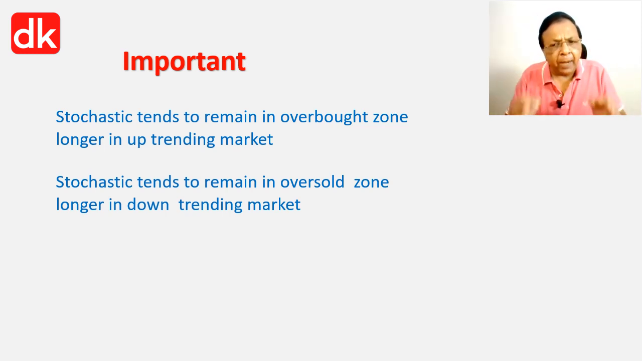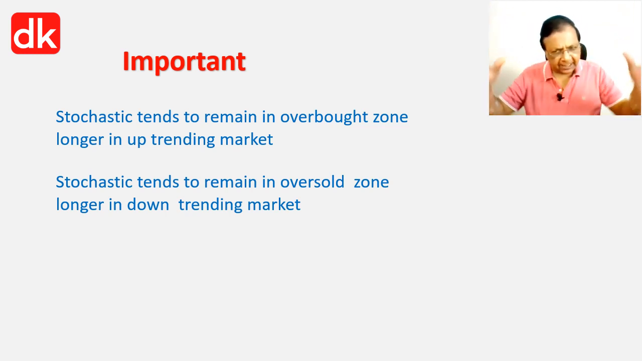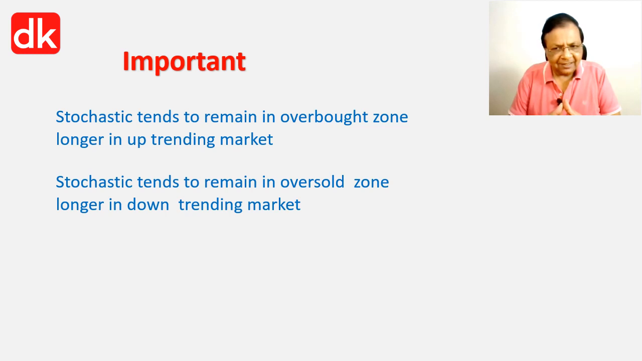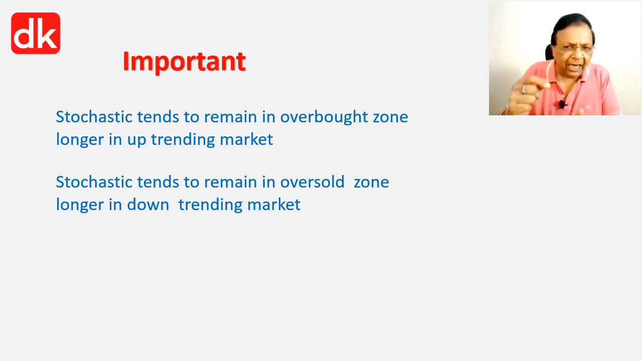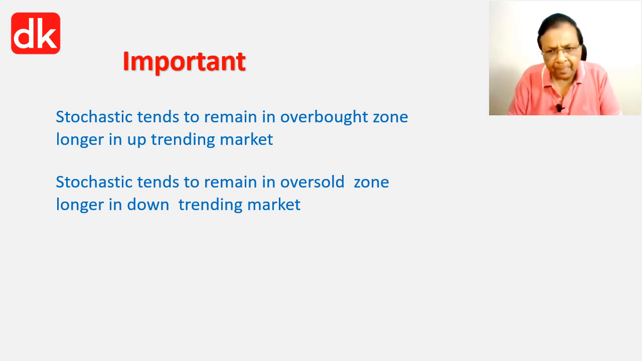This is to be kept in mind, very, very important. Now, if you understand the concept of stochastic, I am emphasizing one very important time. Please pay attention to what I am trying to emphasize. When the market is trending up and it tends to remain for a long time in the overbought area, is there any significance of it? In my opinion, absolutely not.